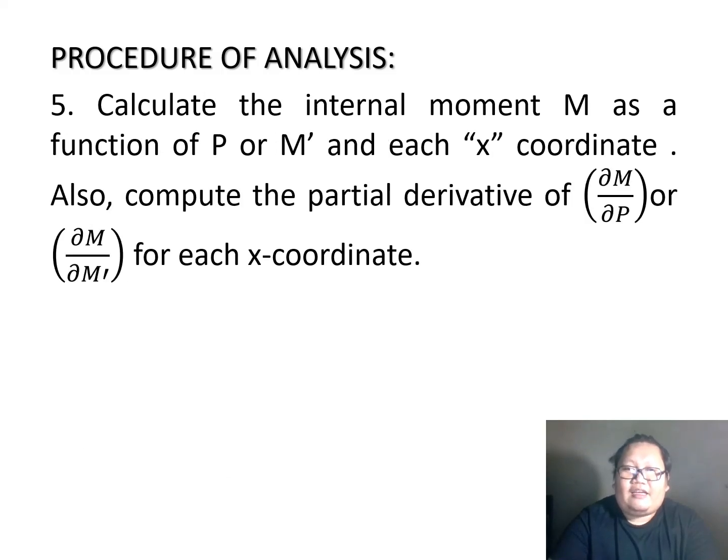Number 5. Calculate the internal moment M as a function of P or M prime and each x coordinate. Also compute the partial derivative of M with respect to P, or the partial derivative of M with respect to M prime, for each x coordinate. Number 6. Set the P or M prime equal to 0.